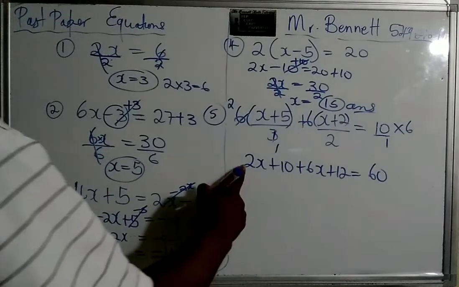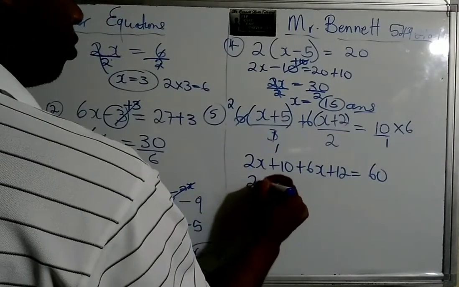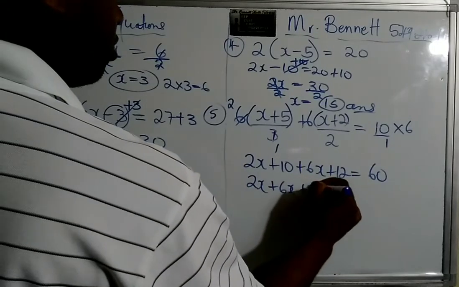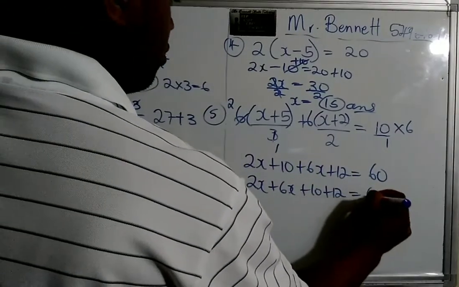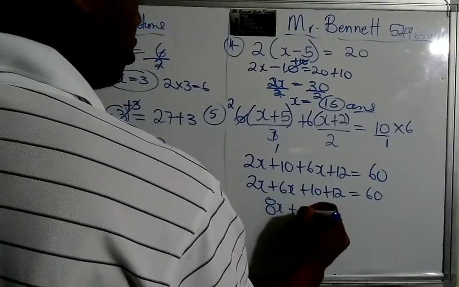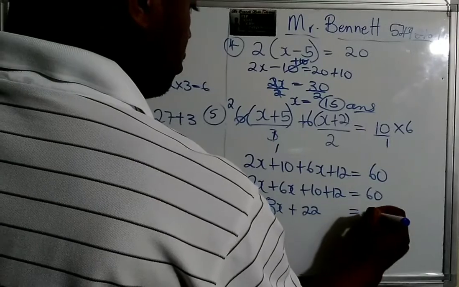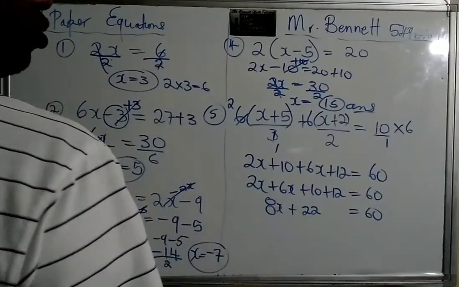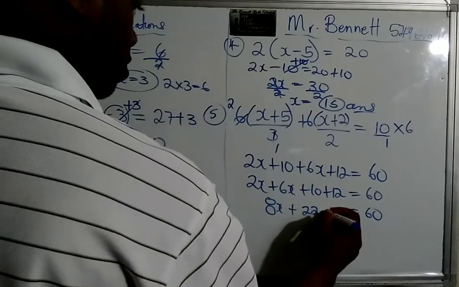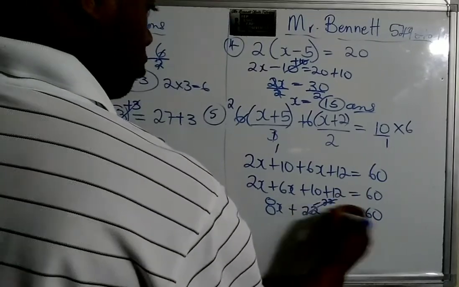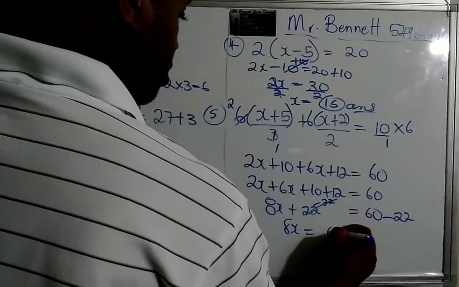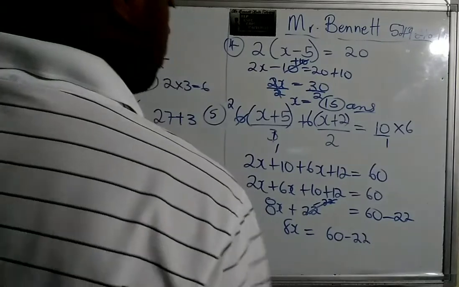Now, all we have to do is group like terms. So it will be 2x, this is a plus 6x, plus 6x, plus 10, plus 12 equals 60. Let's tidy up now. 8x plus 22 is equal to 60. So we're going to subtract 22 from this side, as we want to get x by itself, right? So we subtract 22, we do to one side, we do to both sides. So we have 8x equal to 60 minus 22.